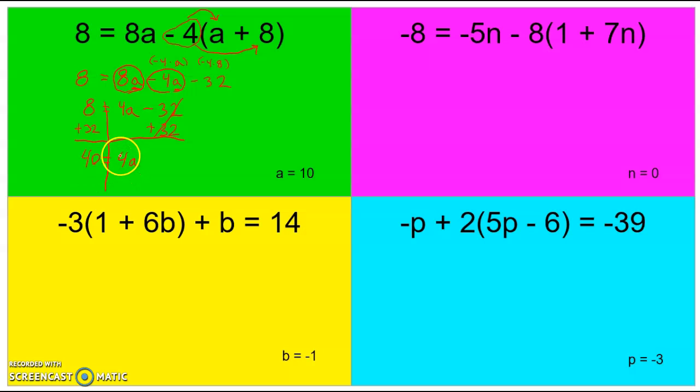Now, this is 4 times a. What's the opposite of multiplication? Okay, it is division. Divide 4 on both sides. Final answer, 10 is equal to a. So those cancel out.